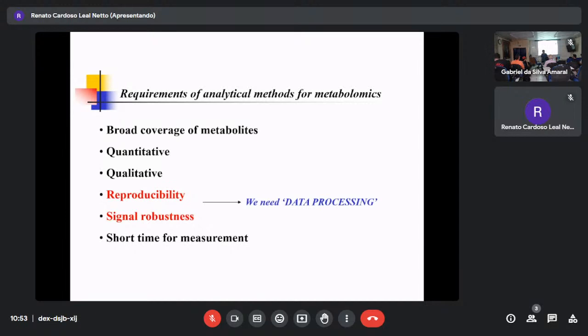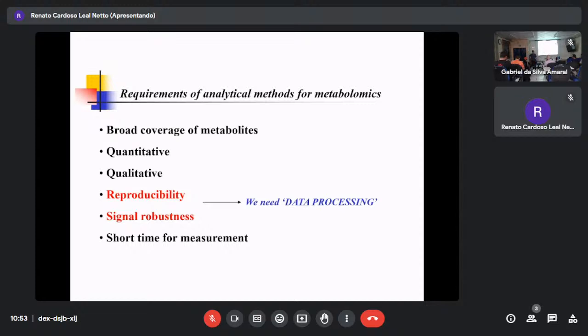So, clear? And short time for the measurement. I don't have to mention this for the money, but also time. If you use LC-MS, how long does it take? Usually one run takes at least half an hour. GC-MS is maybe also half an hour or 1 hour.